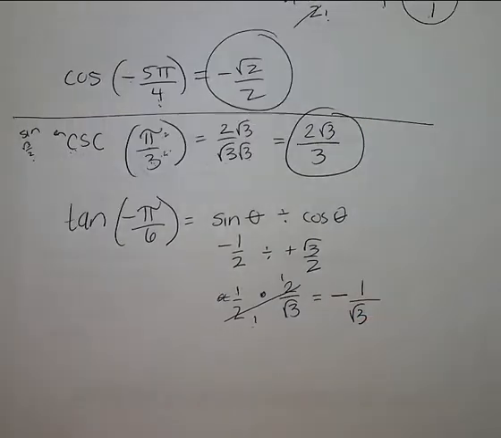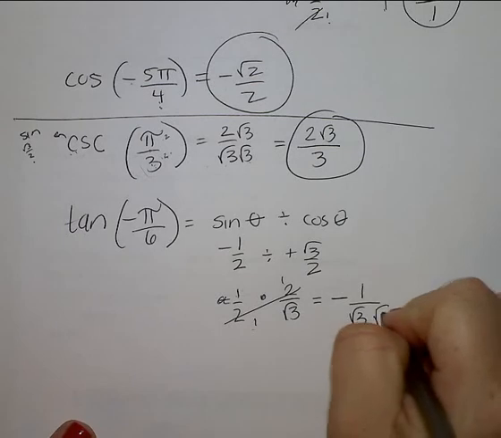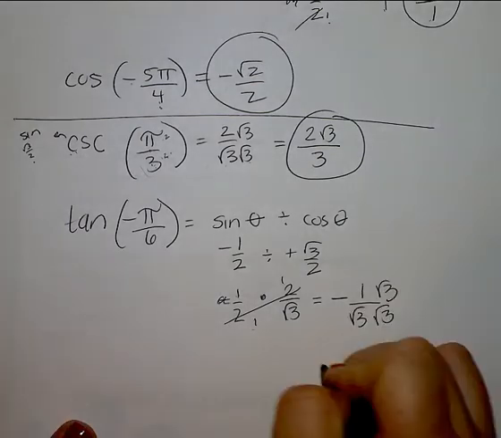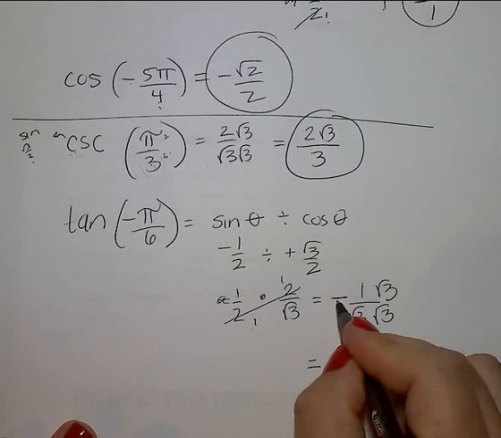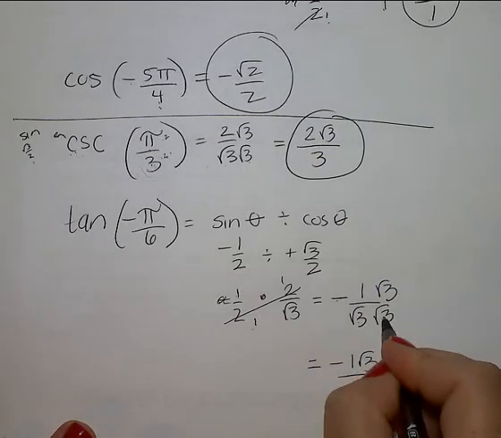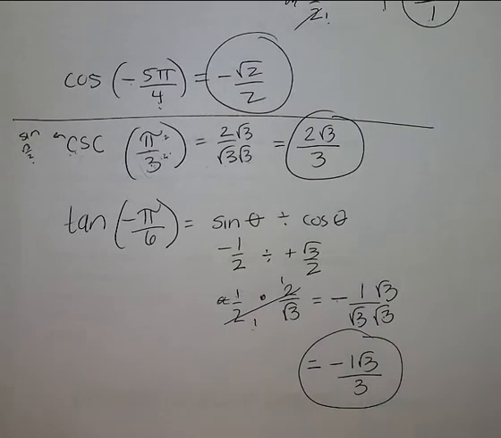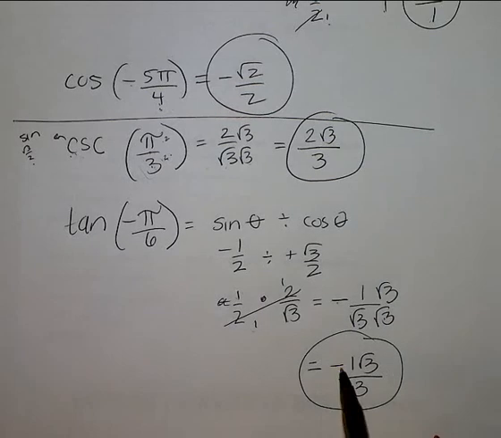Mathematically, I've made no mistakes, but this is not proper. The reason is I cannot have a final answer with a radical on the bottom. So I'm going to multiply the top and bottom by radical 3. I end up with negative 1 radical 3. 3 times 3 is 9. The square root of 9 is 3. It's not necessary. So she just said, could I have a negative radical 3 over 3?